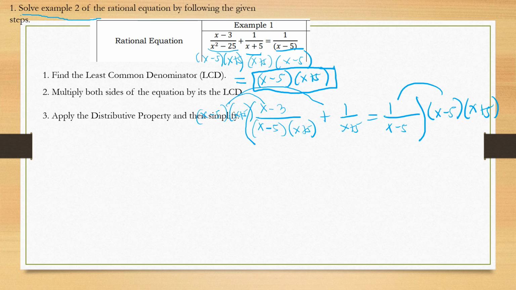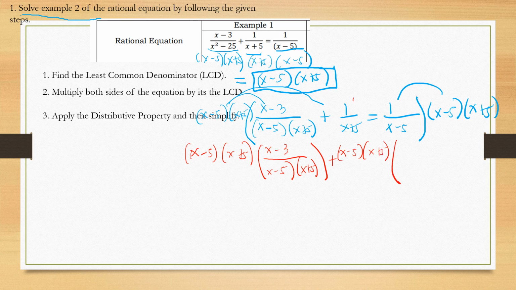So to multiply that, applying the distributive property, we'll have x minus 5 times x plus 5 times x minus 3 over x minus 5, x plus 5, plus LCD again, x minus 5, x plus 5 times this one, 1 over x plus 5, equals LCD again, x plus 5, x minus 5 times the last one, 1 over x minus 5. The LCD can be interchanged.